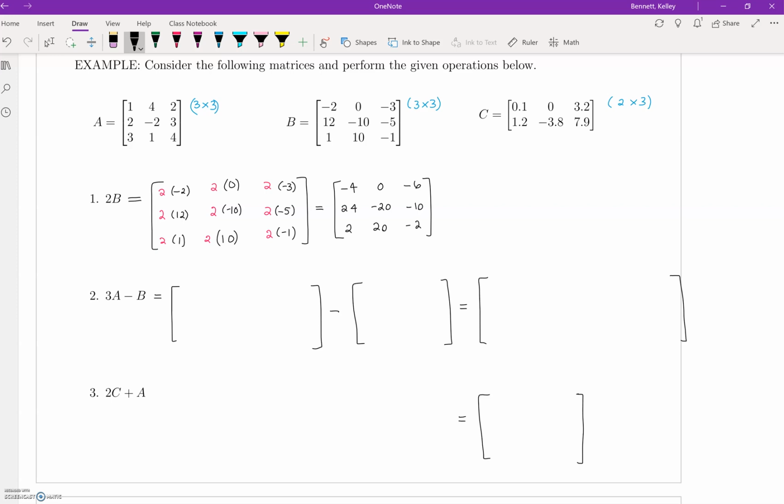So for A, I'm going to go down in the columns. So 1, 2, 3, 4, -2, 1, 2, 3, 4. And that gets multiplied by 3. So I'm going to have 3 times, 3 times, 3 times. For B, I'm not multiplying it by a scalar, so I'm just going to record what was in B.